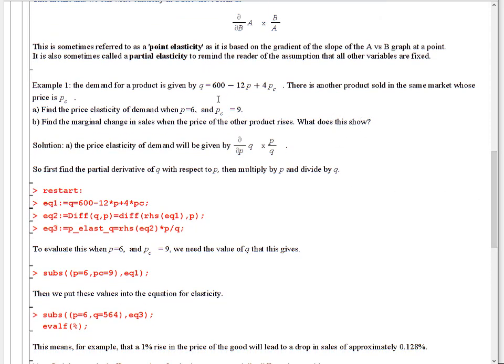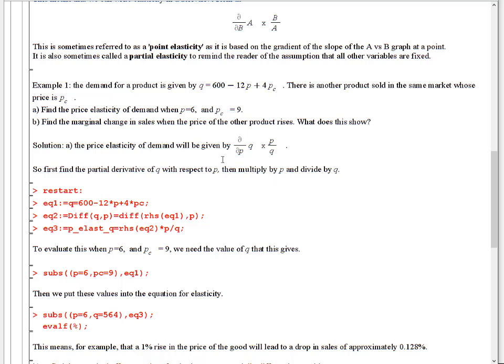Let's imagine you've got a product and the demand for this product is given by this. There's another product sold in the same market whose price is PC. So P is the price of that particular product that's being sold and Q is the quantity of that. PC is the price of some other product. So here's two questions. What's the price elasticity of demand when P is 6 and PC is 9? Find the marginal change in sales when the price of the other product rises. And what does that show?